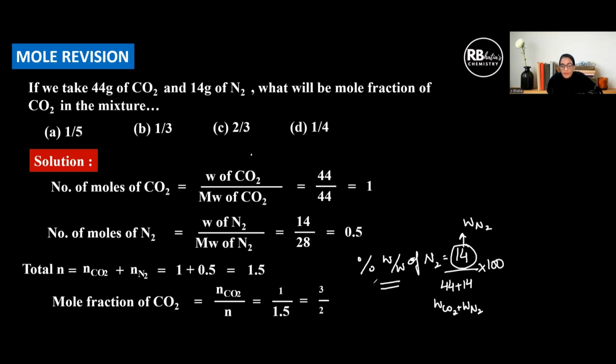But if I'm asking mole fraction, I'll have to convert to the number of moles of what is asked upon the total number of moles of both. And supposing in this same question you were asked to give mole percent, then what would you do? You will take this 3 upon 2 and multiply it with 100. This is going to be mole percent. Mole fraction into 100 is mole percent. I hope these terms are clear.